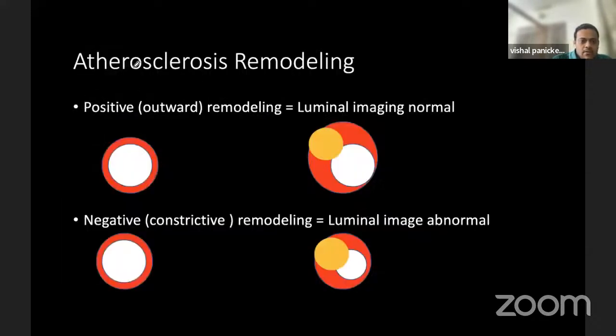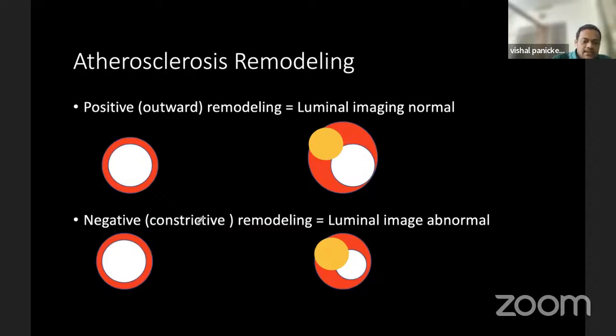So coming to atherosclerosis remodeling, what is positive remodeling and what is negative remodeling? In positive remodeling, this is a normal vessel. The white thing is the lumen, and the red thing is the vessel wall. When there is atheroma or plaque formation, usually as a compensation, the vessel wall gets thickened and bulges outwards, and the lumen size remains the same. So during normal imaging like TSA, the vessel will appear normal since it images the lumen.